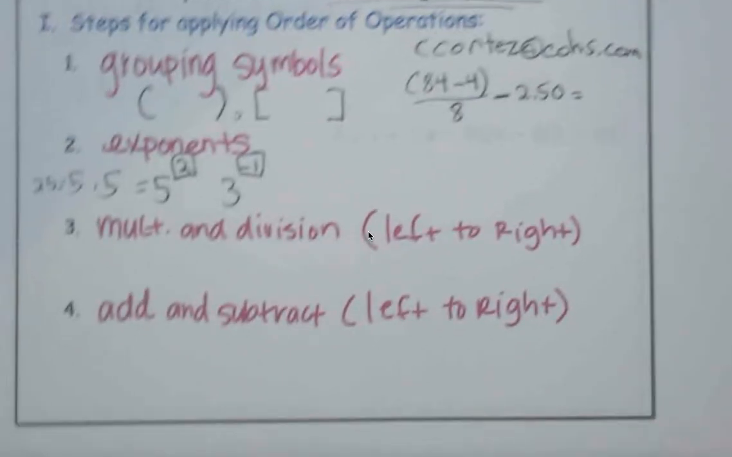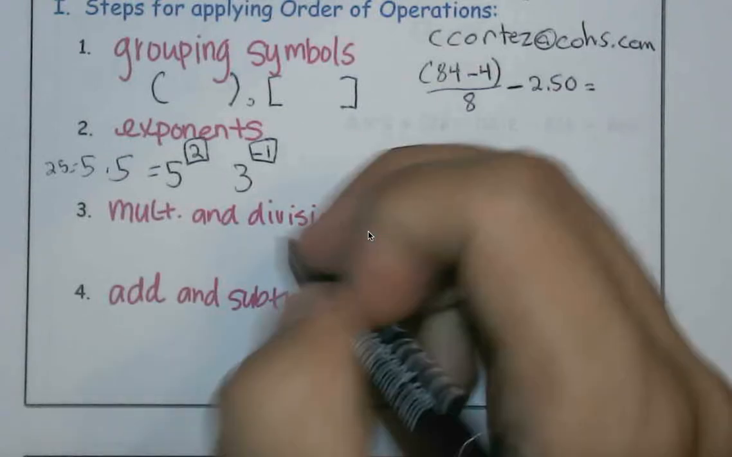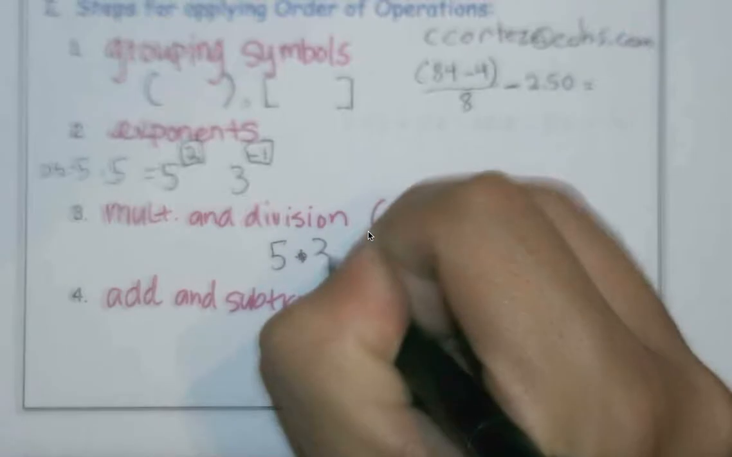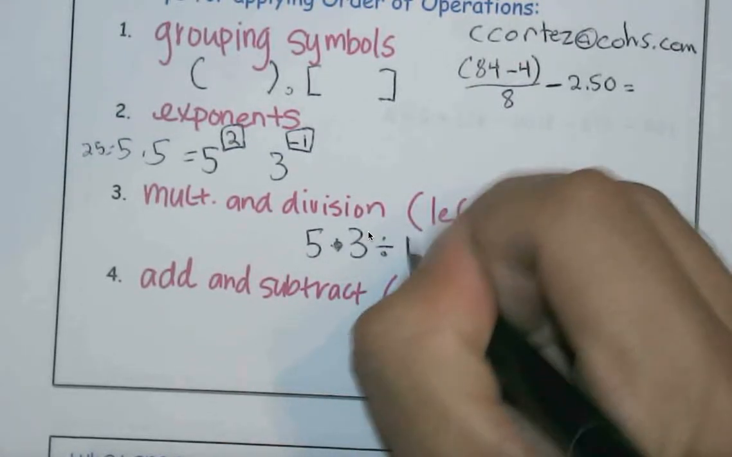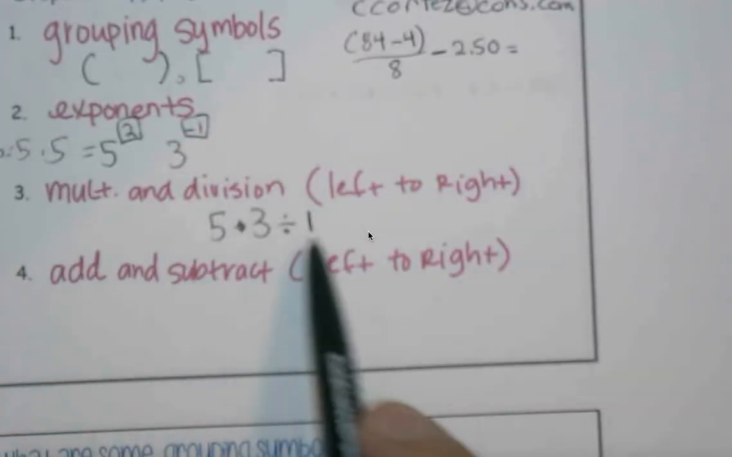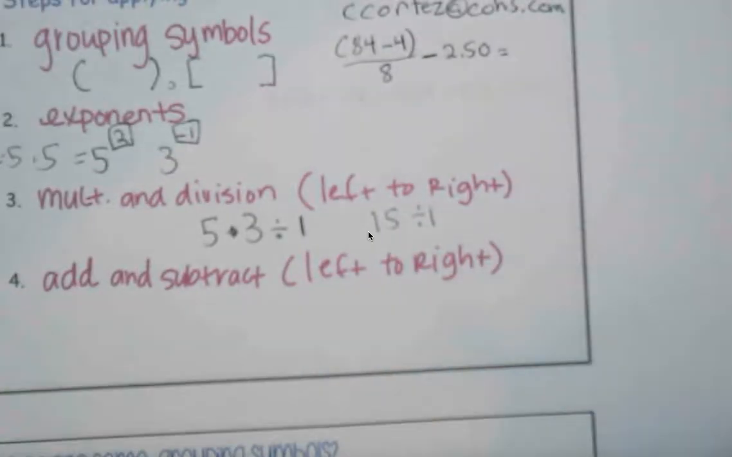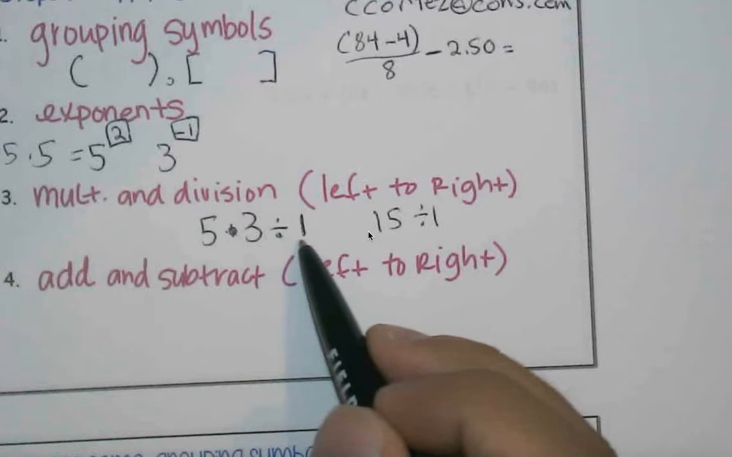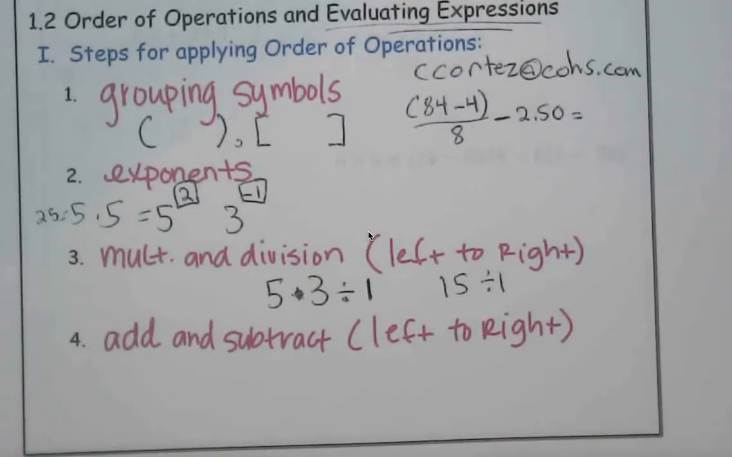Continuing with multiplication and division, and that'd be going from left to right. So for a situation like 5 times 3 divided by 1, the best route to take would be 5 times 3, which is 15, and then dividing that by 1. So notice we did multiplication first and then division because we were working from left to right. Adding and subtracting also from left to right if that's left over.